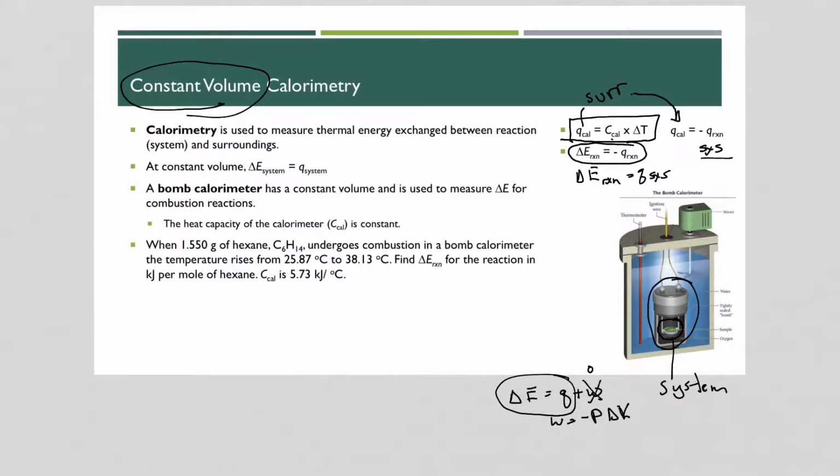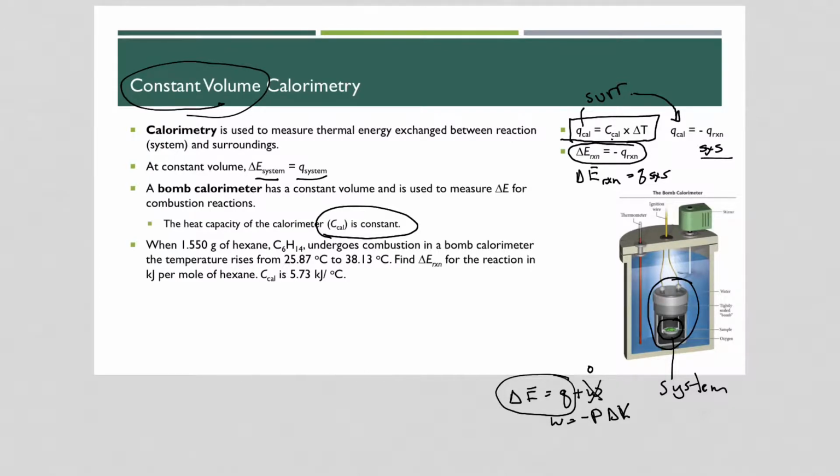Okay, so let's go back to a specific problem here. So we have our energy of the system is going to equal Q of the system based on what we just said. We've talked about how our calorimeter has a constant volume and we can measure delta E for these combustion or burning reactions. And so we have a constant heat capacity. So we just need to know what that heat capacity is. So let's apply it to a problem here.